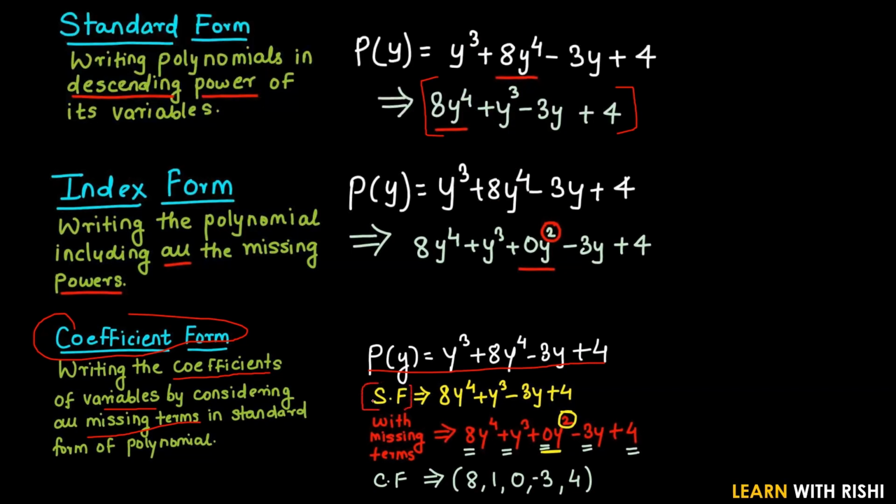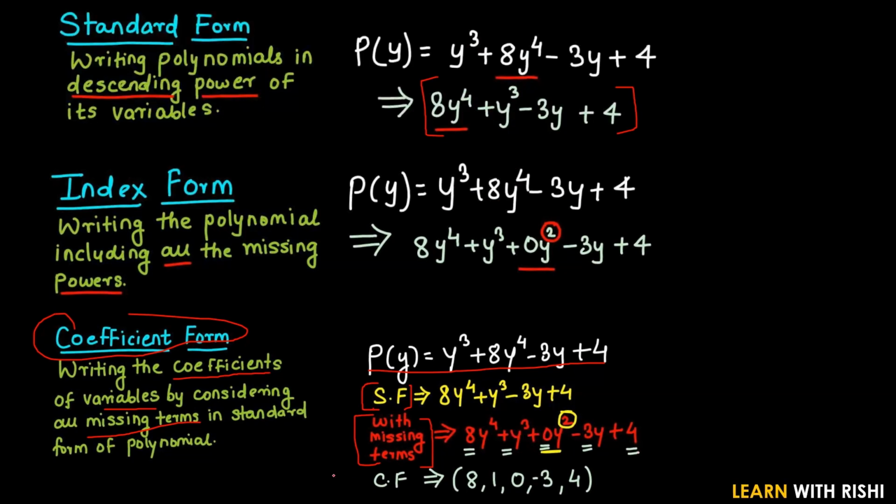After writing, you have to also write the missing terms as well, that too in standard form. Okay, so in coefficient form, it is important that all missing terms will be included. With that, the polynomial should also be in standard form, that is, descending power of variables. So this same thing I can write as 8y raised to 4 plus y cube plus 0y square minus 3y plus 4. So here all the powers you can see: fourth power, third power, second power, first power and power 0. So all the 5 powers are there.